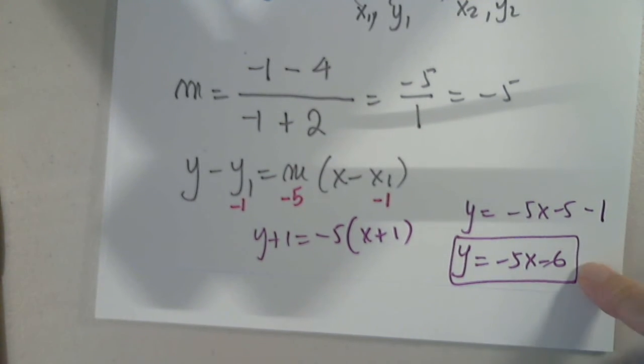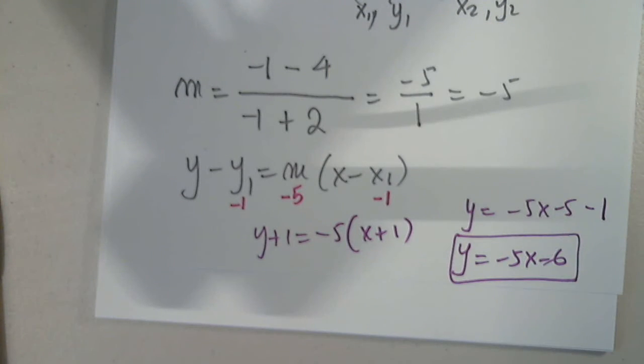So what does this represent? It represents the equation of the line passing through the given points.